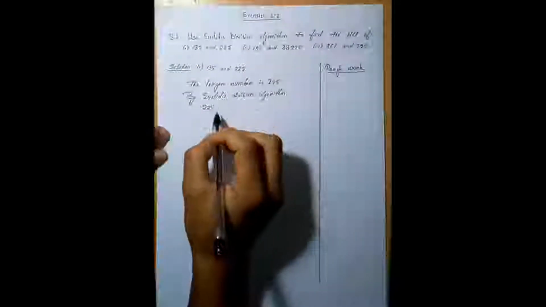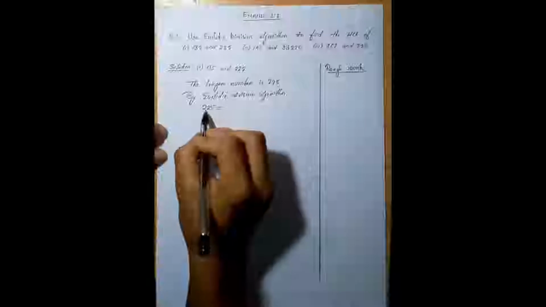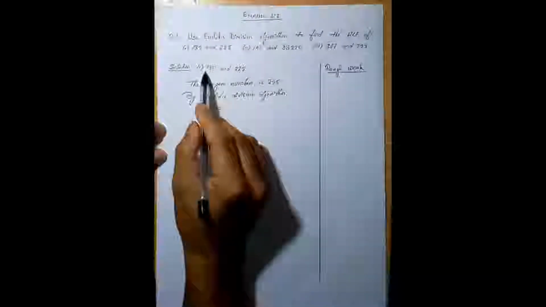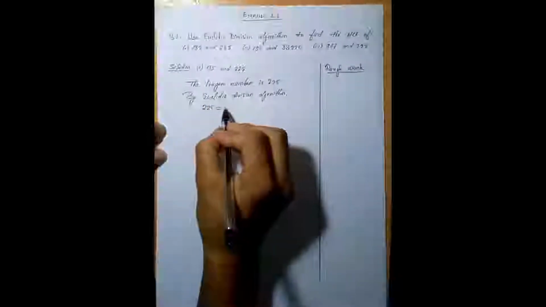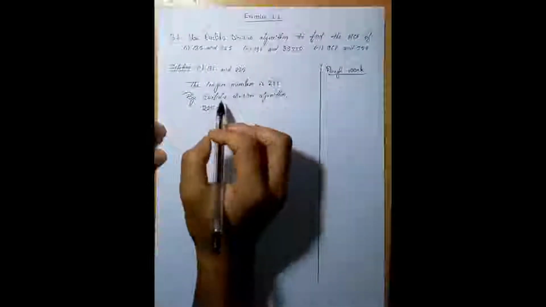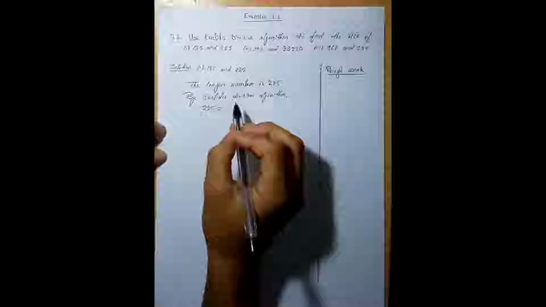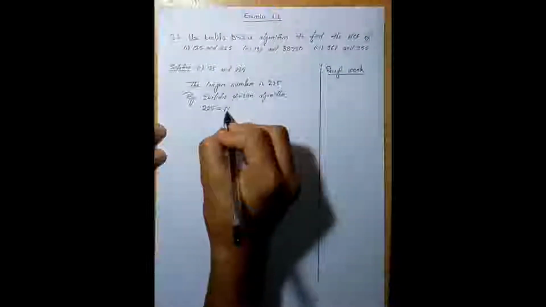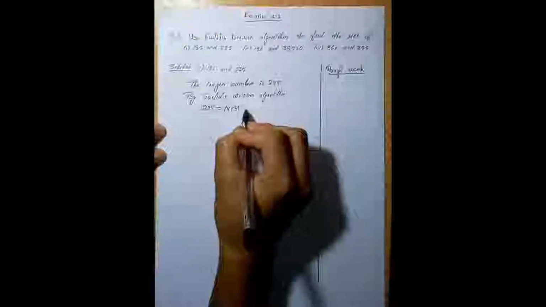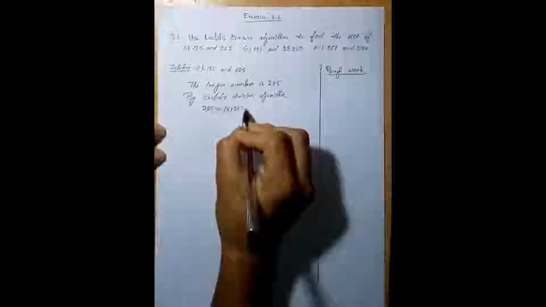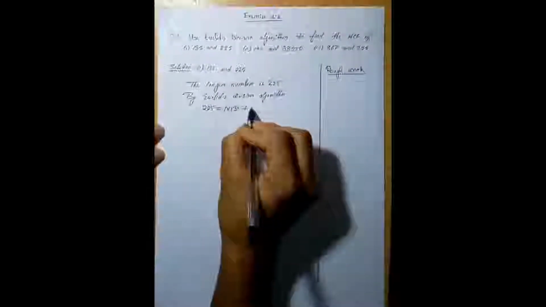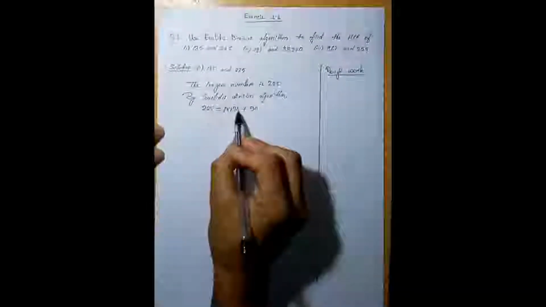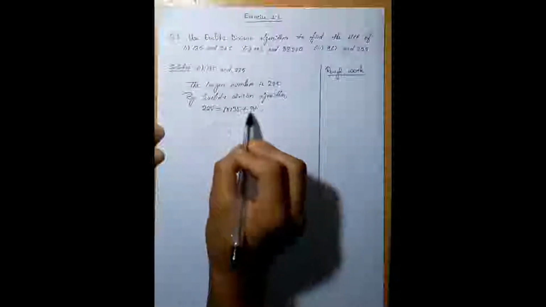225 equals, we need to divide 225 by the other number, which is 135. If we divide 225 by 135, it will be divisible only one time. So 1 into 135, and the remainder we will get is 90. We will get 90, and the remainder we need to add in the last. This is Euclid's algorithm.